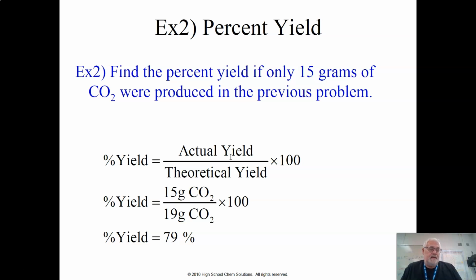Sometimes 10% yield is all you'll get. Sometimes you can get more. You get some impurities in there, and you get 110% yield. How did that happen? Well, some impurities came into the system. So percent yield is almost always coupled with a limiting reactant problem.